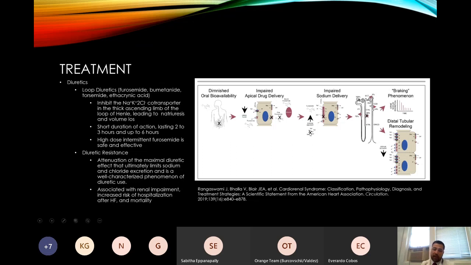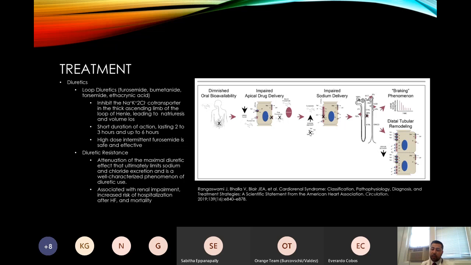In the image here, we are going to go over diuretic resistance as well as something called the braking phenomenon. In the image, there are several extrarenal and renal factors that impede the delivery of a diuretic to the site of action in the nephron. After initial efficacy, diuretics actually become less effective, and this is because of the braking phenomenon and distal tubular remodeling. The braking phenomenon refers to a diminished diuretic efficacy with each successive dose. The effect is observed within hours, but the mechanism is still unclear.